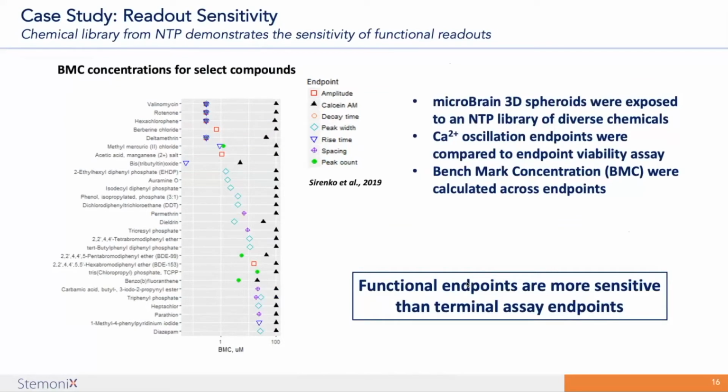Oksana then rank ordered these compounds and compared the functional output versus the terminal output. So the functional output being the multicolored shapes here, looking at that waveform amplitude, decay time, peak width, a variety of different parameters, versus viability shown in the triangles with calcein AM. And as is no surprise to people who do this work, we can see that the functional readouts are much more sensitive and much more amenable to rank ordering toxic effects than simple viability. So we've got really a highly sensitive system that can be used in a multiparametric output.